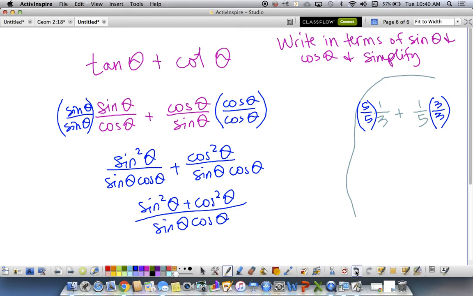What do you notice? What's the top? Sine squared theta plus cosine squared theta is what? 1. So this is really 1 divided by sine theta cosine theta. I try not to use equal signs.